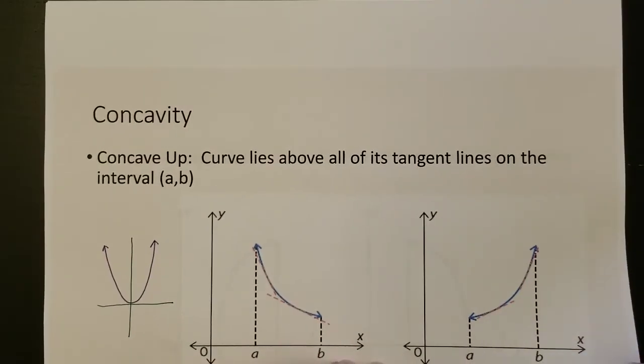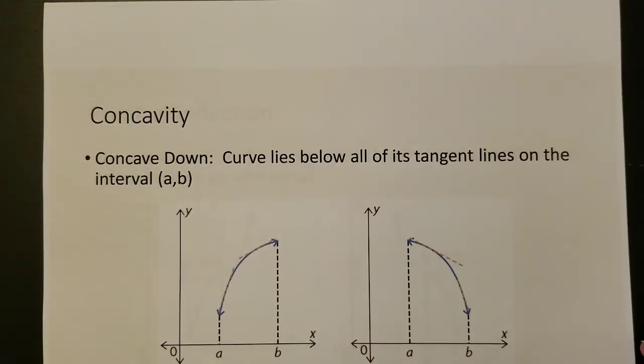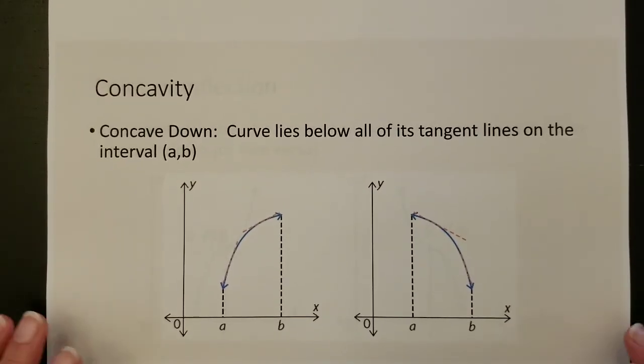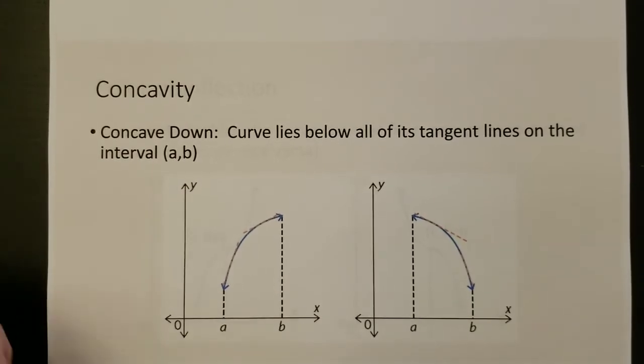The opposite of that, of course, is going to be concave down. So here would be pieces of functions or intervals on a certain function where it has a downward curve. Here, the definition visually is that the curve is below all of the tangent lines on that certain interval.